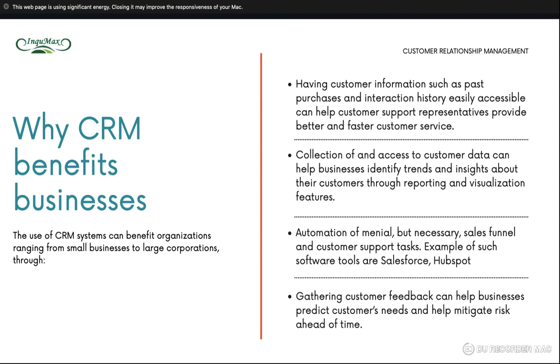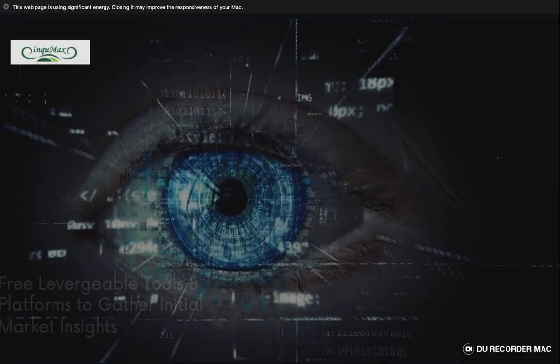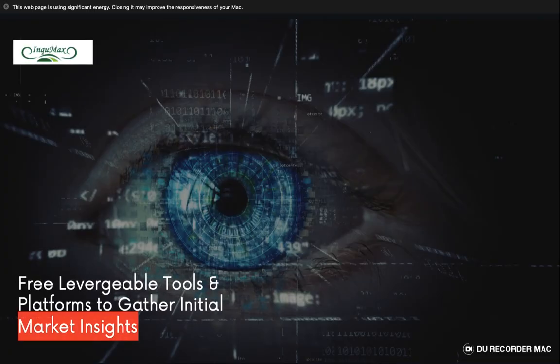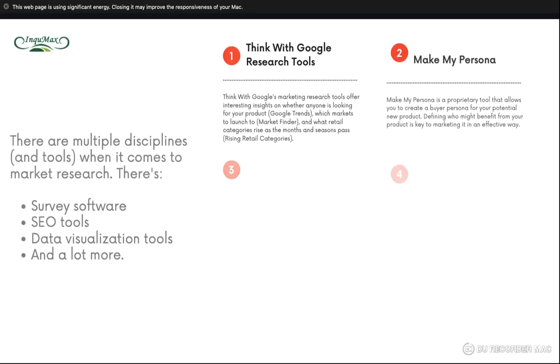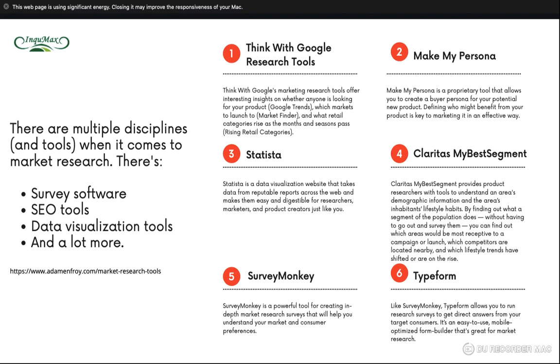So let's talk about some of the tools you can leverage to gather initial market insights. We're talking about technologies now. We've talked about people, we've talked about processes, and now the technologies you need. Given the stage at which you guys are, the tools you'll be needing are more on the survey software and data visualization tools. SEO probably for a later time.